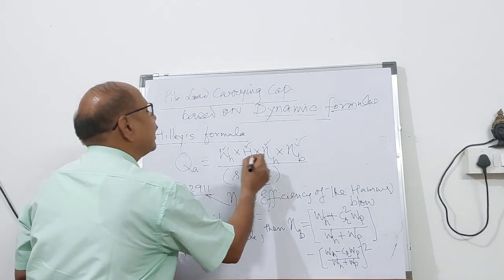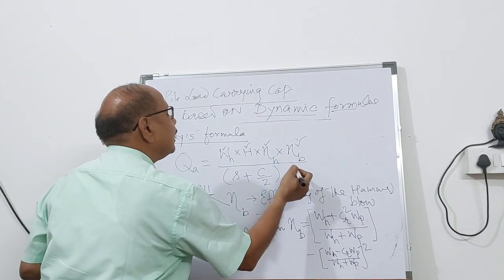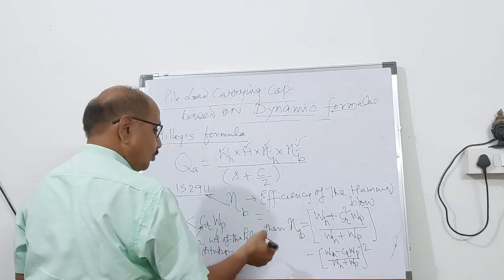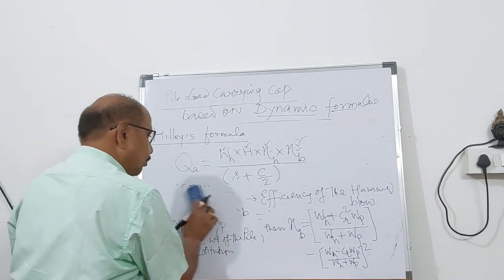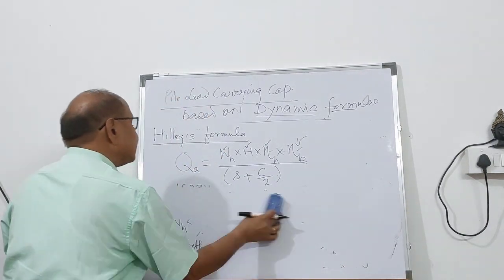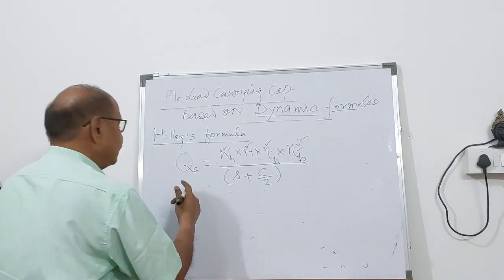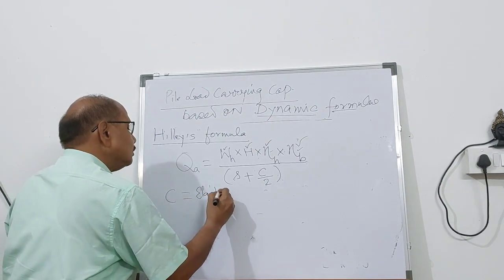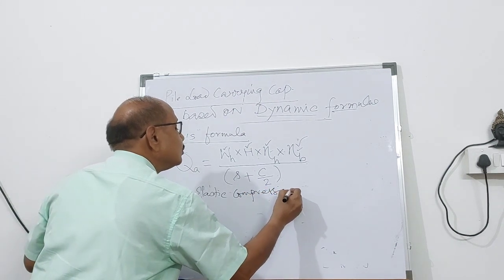So you can calculate efficiency of the hammer blow, which you can already refer from the tabular table. This you can calculate by using this formula, and the set you already know per blow, and C is elastic compression. So what do you mean by elastic compression? The value of C is the total elastic compression.